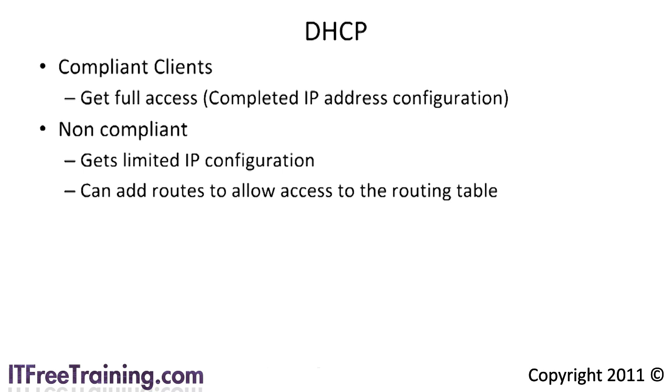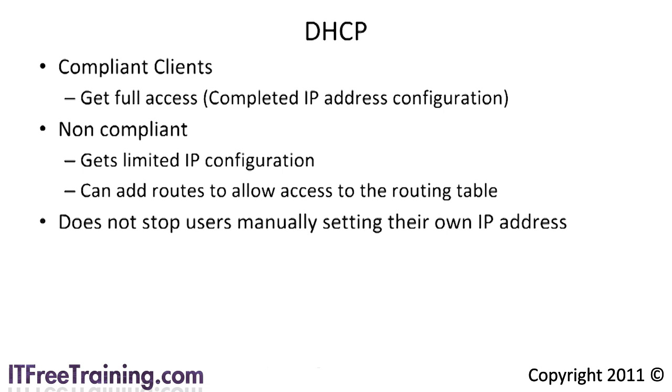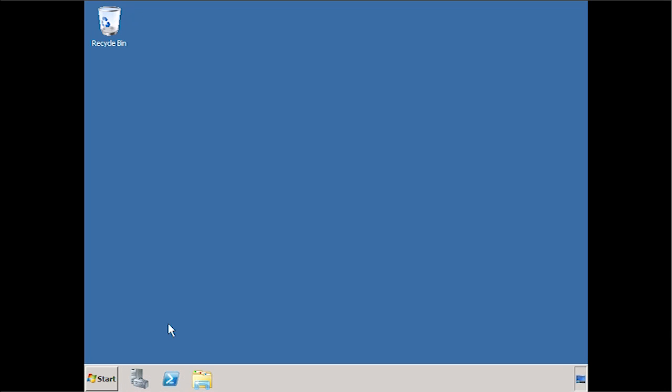NAP for DHCP is simple to set up and use, but offers the least amount of security. This is because it does not stop a user from manually setting their own IP address. If an end user has enough IT knowledge, they can manually set their own IP address and bypass NAP completely. Let's have a look at how to configure NAP for DHCP.